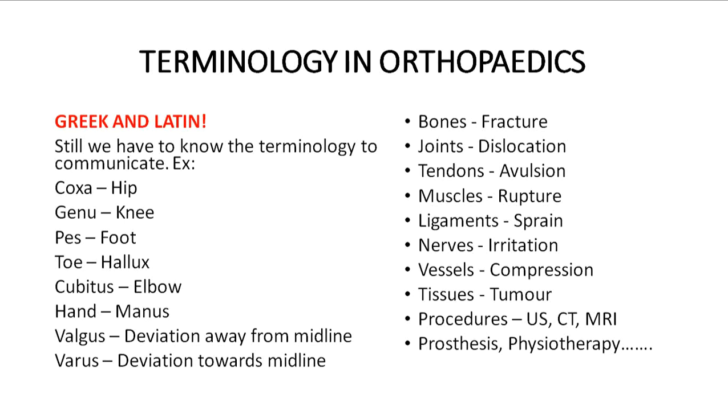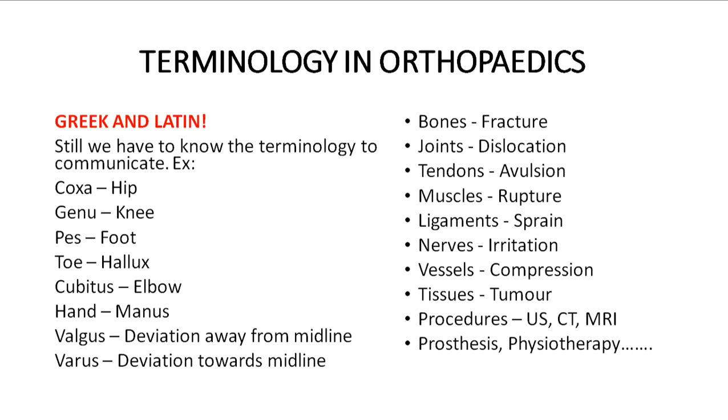So we have to know a few of the deformities and the terminologies in orthopedics. Okay. So coxa means hip. So coxa vara, coxa valga. Coxa valga means it's a valgus deformity in the hip. And vara means it's a varus deformity. So coxa stands for the hip. Remember this. Genu refers to the knee. So genu valgum, varum, recurvatum. That corresponds with the genu.